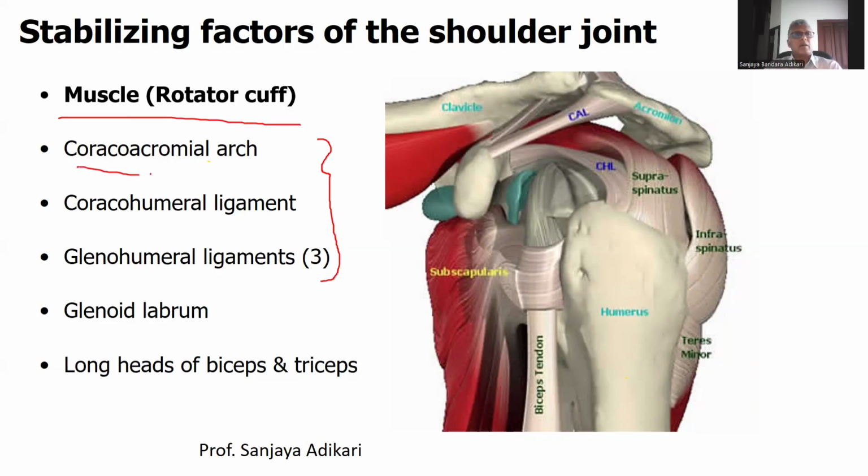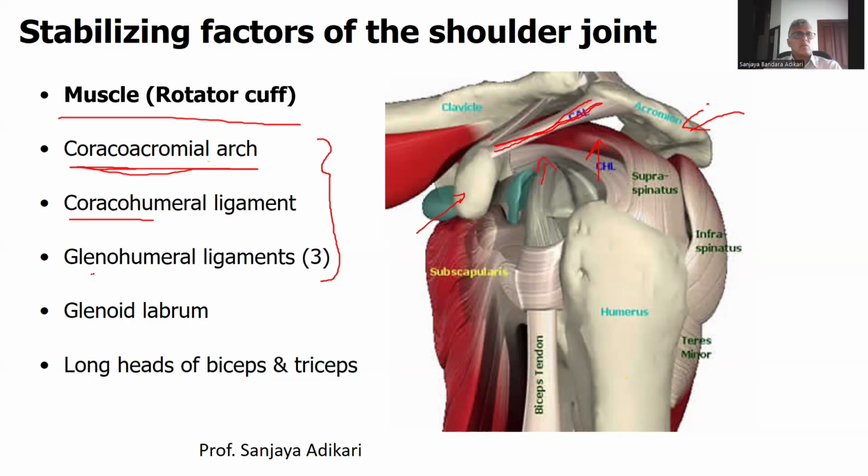Now, the coracoacromial arch is actually a fibro-osseous arch. So you have two bones: the coracoid process here, the acromion of the scapula here, and the coracoacromial ligament here. So the three things form a coracoacromial arch, two bony points and the ligament, which prevents superior dislocation of the head of the humerus. Other than that, you have the coracohumeral ligament, which you can see here, between the coracoid process and the head of the humerus.